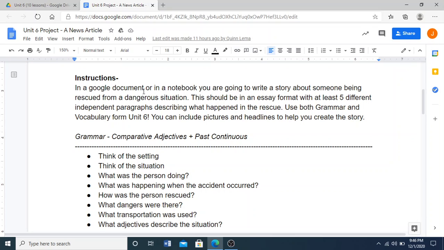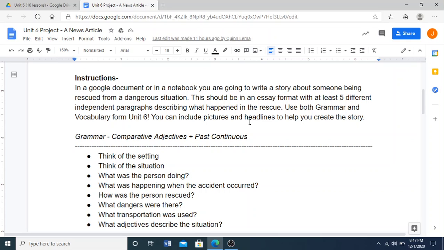In a Google document or in a notebook, you are going to write a story about someone being rescued from a dangerous situation. This should be in an essay format with at least 5 different independent paragraphs describing what happened in the rescue. Use both grammar and vocabulary from Unit 6. You can include pictures and headlines to help you create the story.